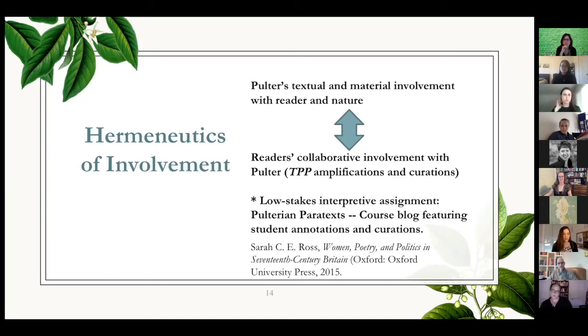And the Pulter Project allows a reciprocal involvement, modeling a collaborative and open-ended interpretive process that students might easily enter into through the creation of a class blog or Pulterian paratext like Diane's Into the Pulterverse, in which they create amplifications and curations of their own, making generous use of contemporary technologies and references in order to consider points of imbrication between past and present.